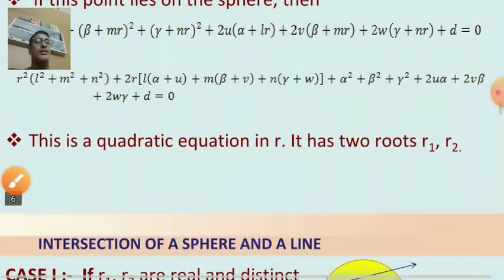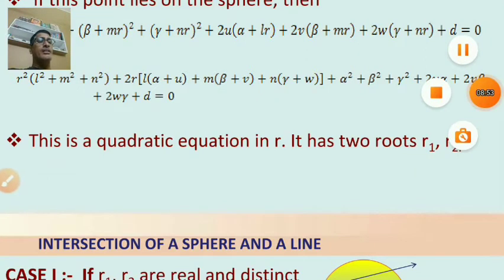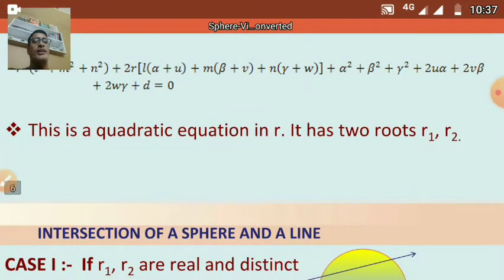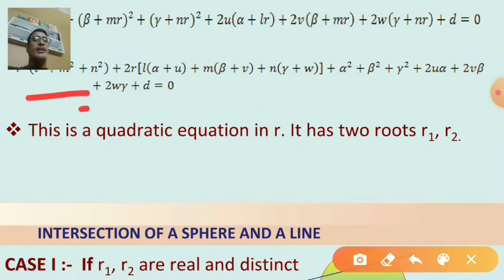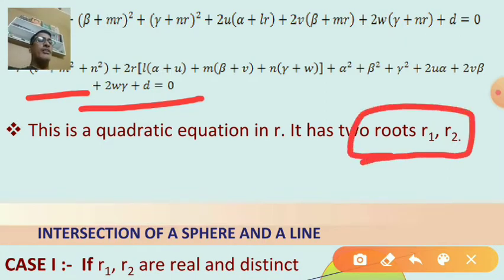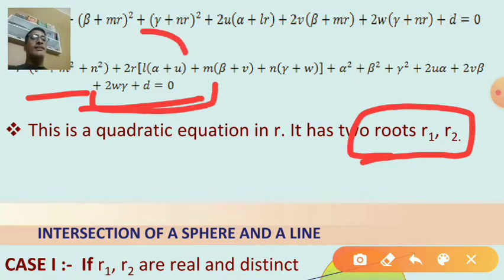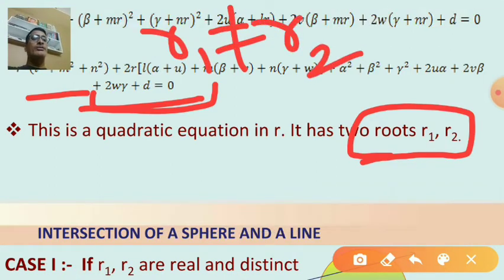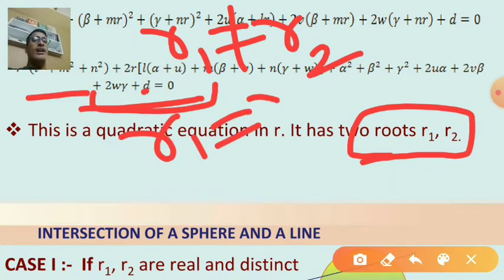Therefore we know that every quadratic equation has two roots. Suppose this quadratic equation in r has two roots, r1 and r2. Here there are three cases. One case is r1, r2 both are real and unequal, r1 not equal to r2. The other case is r1 equal to r2, and the third case is r1 and r2 both are imaginary, not real.